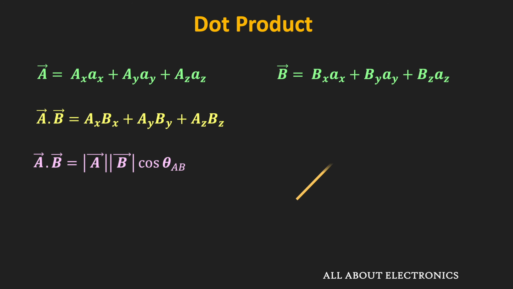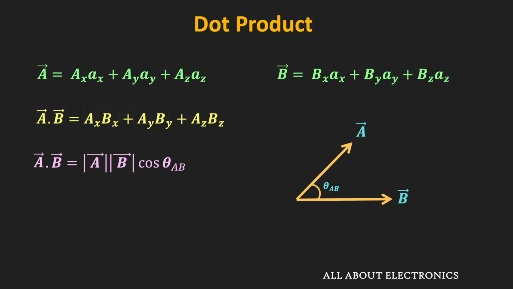Let's say we have two vectors a and b, and the angle between them is theta AB. Then their dot product can be given as the magnitude of A times the magnitude of B times the cos of theta AB. So let us understand what this dot product signifies.